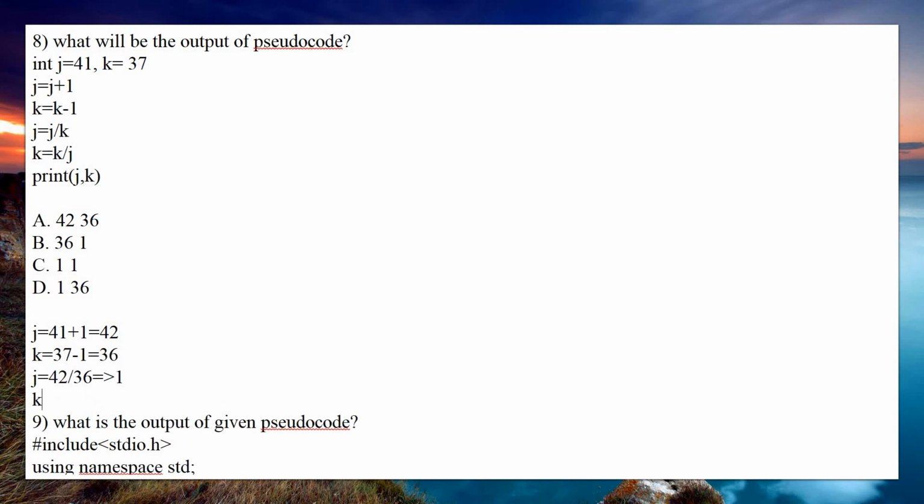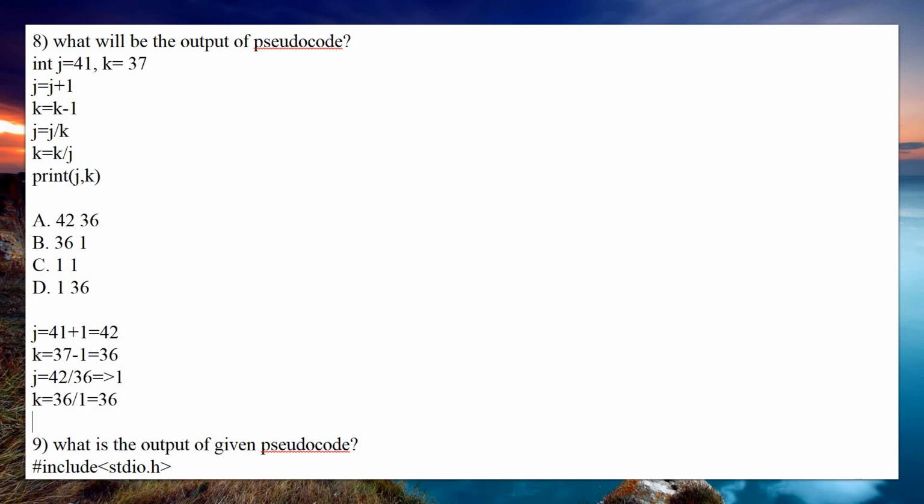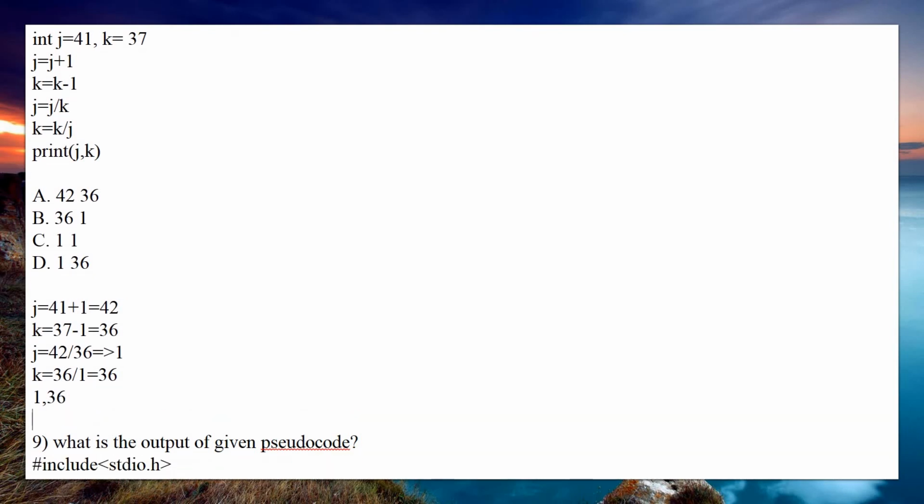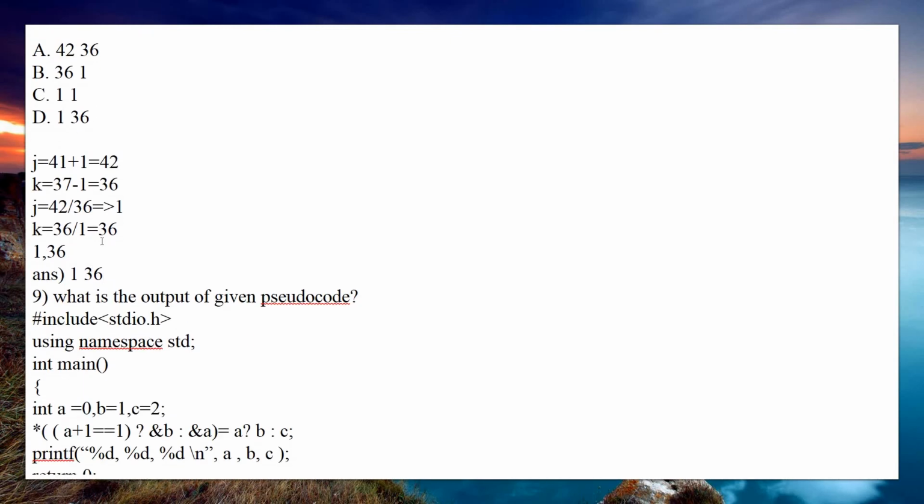Next thing is k is equal to k by j. What is k by j? k is 36 divided by 1, so 36 by 1 is 36 itself. So print j comma k. So j is 1 comma k is 36. So the output for this is 136. So that is option D, that is 136, the correct answer. Here in this you will get a decimal, that is 1 point something, so you are going to consider the 1 itself.